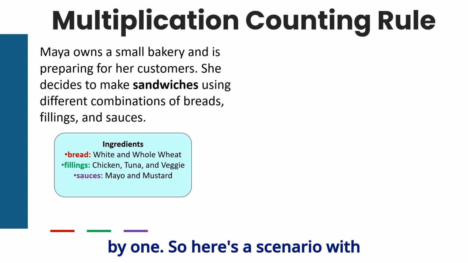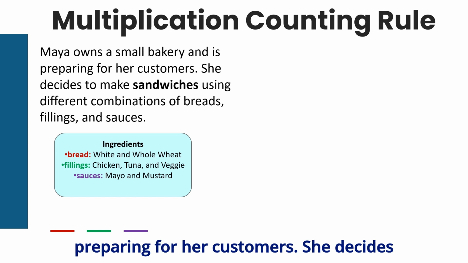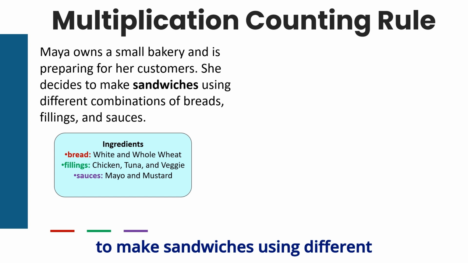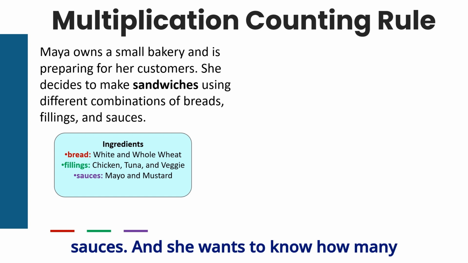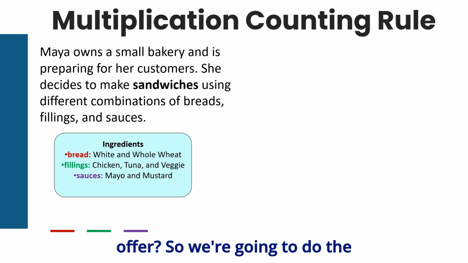So here's a scenario with Maya owning a small bakery and she's preparing for her customers. She decides to make sandwiches using different combinations of breads, fillings, and sauces. And she wants to know how many different sandwich combinations can I offer.